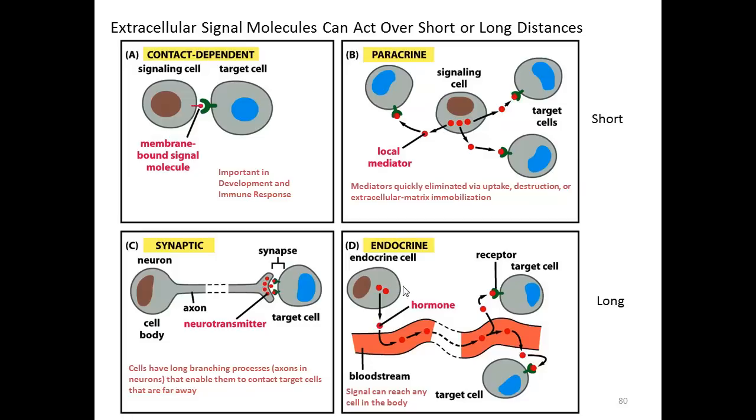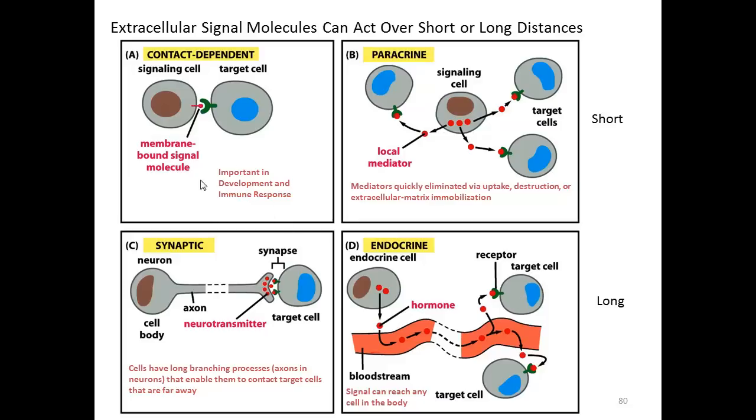Sort of the classic one that we've just talked about is endocrine signaling, where a hormone molecule is released from a distant part of the body, is transported via the bloodstream to all parts of the body, and then the hormone or ligand binds to a receptor of a target cell, and some physiological event will occur.